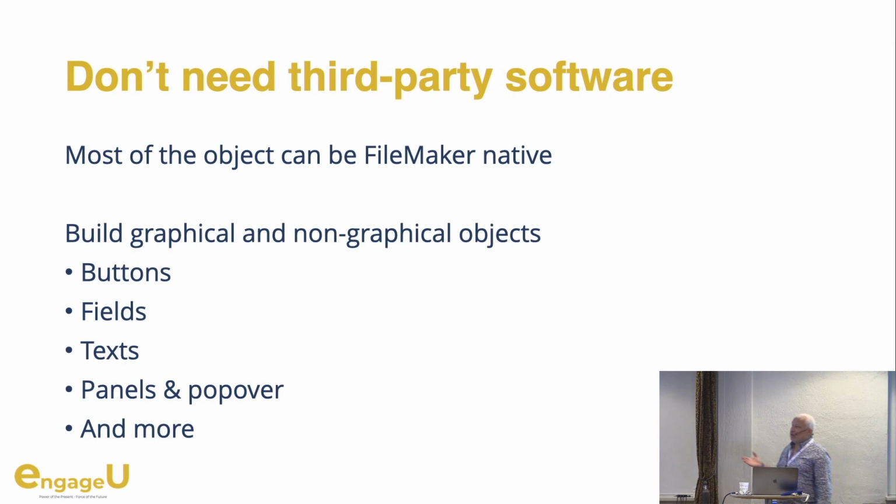As I said, with FileMaker, if you decide to build your own UI kit, you don't need third-party software. Most of the objects you want to use are FileMaker native. I say most of the objects because the icons are still a lot of work, and it's so easy to buy a huge library of icons. Now you can find a library of 4,000 icons for a few bucks. So I don't design icons anymore, but I build all my different objects, my windows, my popovers, my fields. I design everything.